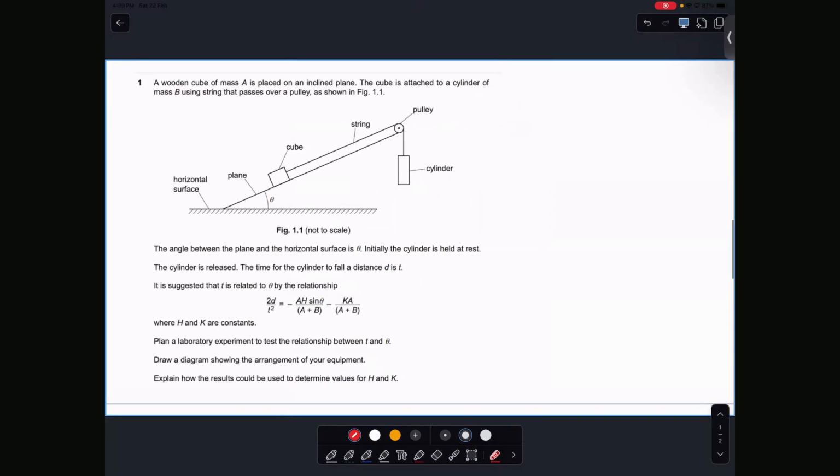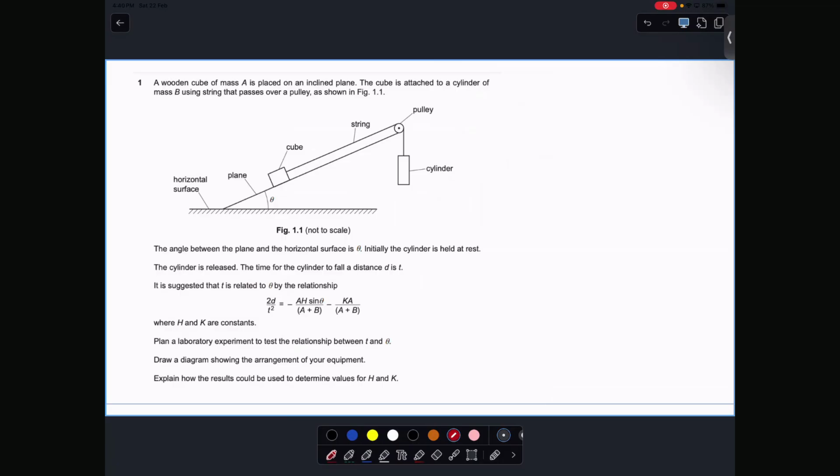Okay, screen it too. Let's see this. We'll take turns to answer. Okay, I will ask you. A wooden cube of mass A is placed on an inclined plane. Listen carefully, okay? Don't make me go back on the question. So a wooden cube of mass A is placed on an inclined plane. The cube is attached to a cylinder of mass B using a string that passes over a pulley, as shown in figure 1.1. The angle between the plane and the horizontal surface is theta.